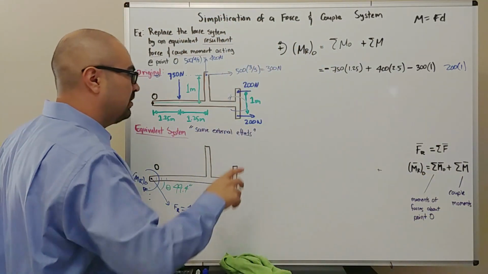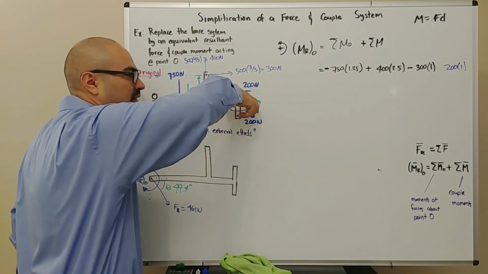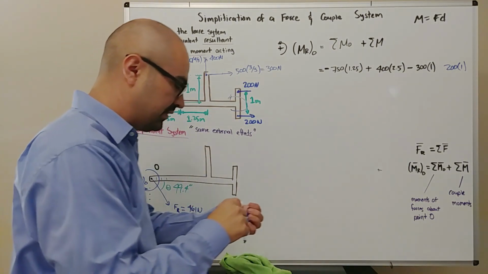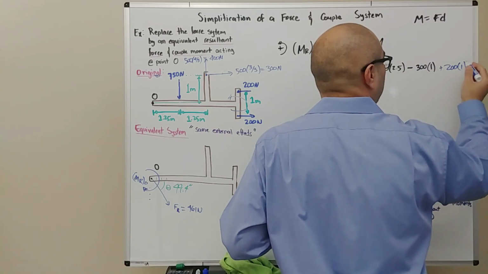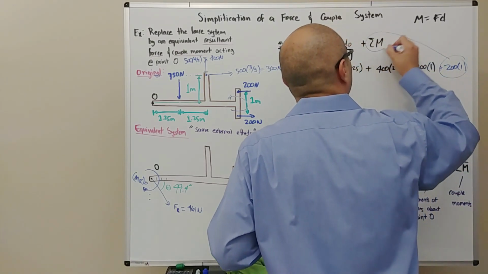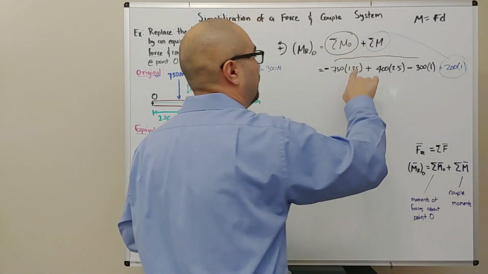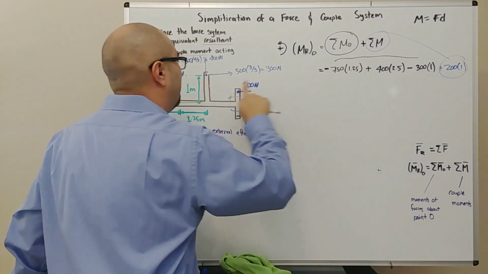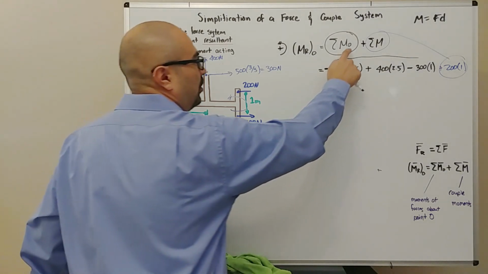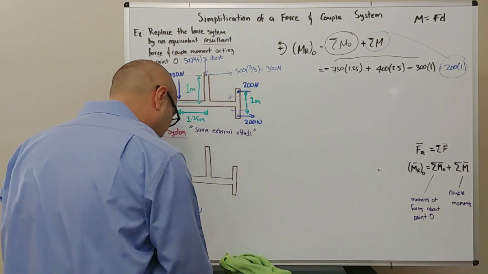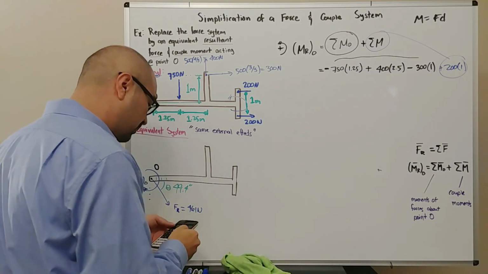And what is the direction of this couple? This one's going to spin this direction, which is counterclockwise, a positive one. So this here is from our couple. All of these over here are from the moments caused by the forces that are not passing through point O. So all we have to do now is type that into the calculator, and let's see what we get.